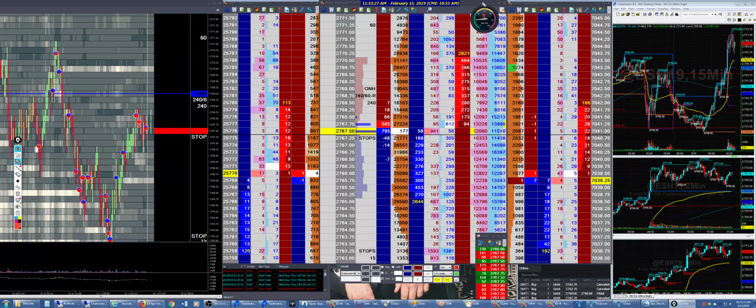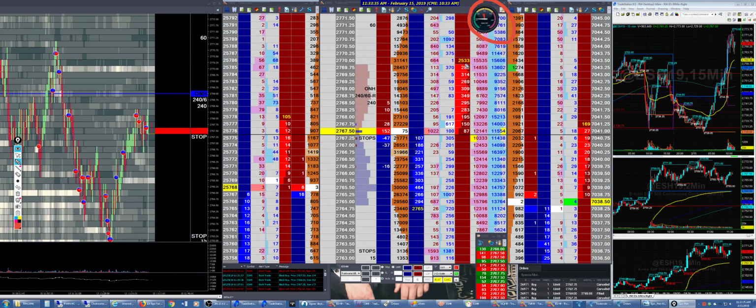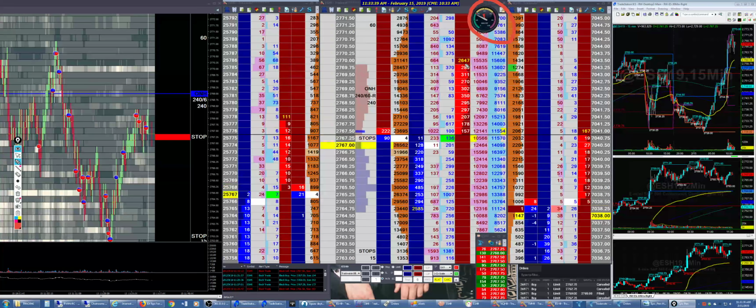This little meter up here, it's like a little gas fuel gauge. That's called a pace of tape meter. What that shows is it has three different colors: green, yellow, red. That just goes to show you the amount of velocity, the amount of volume running through the market at that time. How fast are these contracts racing through the market?